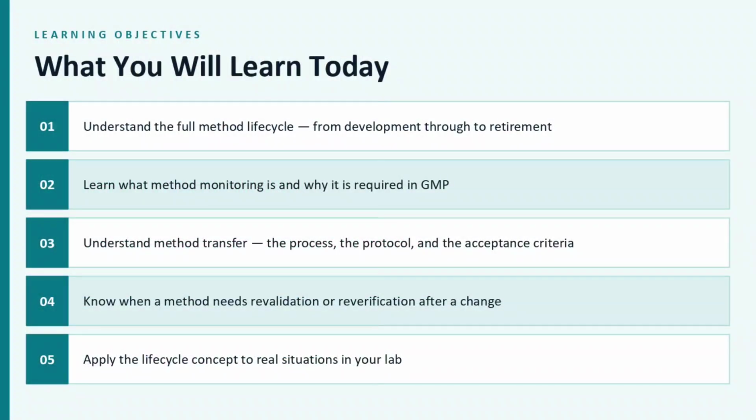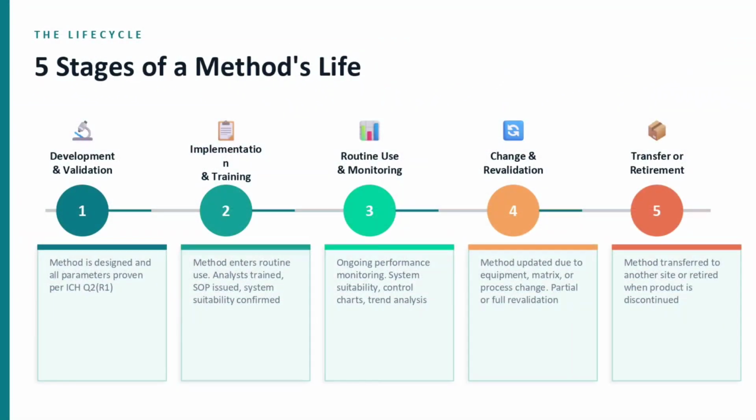Here is what we will cover today. Number 1, you will understand the full 5-stage life cycle of an analytical method. Number 2, you will learn what method monitoring is, why it is required, and how it is done in practice. Number 3, you will understand the method transfer process, from the protocol through to the final report. Number 4, you will know when a method needs revalidation or re-verification after a change, and how to make that decision. And number 5, you will see how the life cycle connects to the rest of your GMP quality system. Let us start with the big picture.